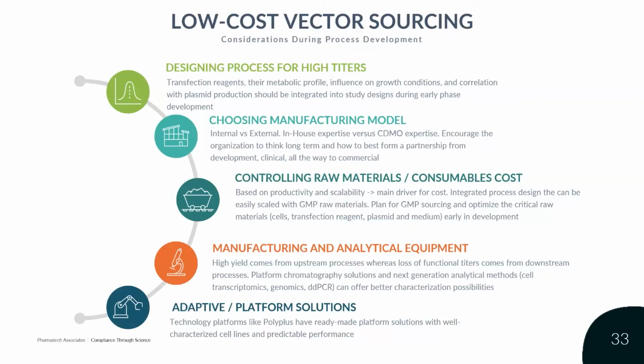But if you guys remember, earlier I talked about really nailing your process design to the point where you understand what your impact is based on reagents. You really understand what metabolic profile is going to give you the highest vector viral genome titers. And these really all need to be integrated during early phase development. And so when we're choosing the manufacturing model, it's actually really important to think about, well, do I have the in-house expertise and the time to do this versus CDMOs?